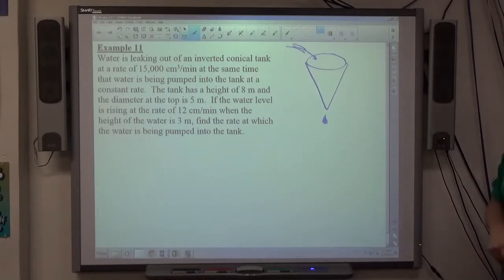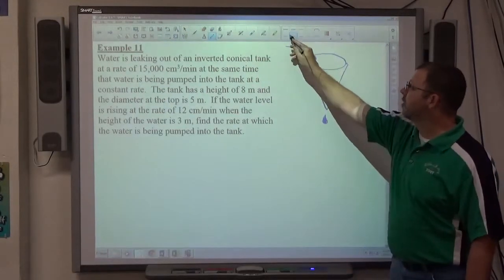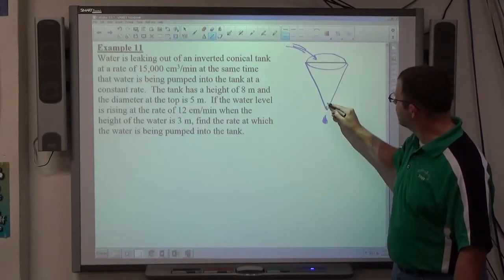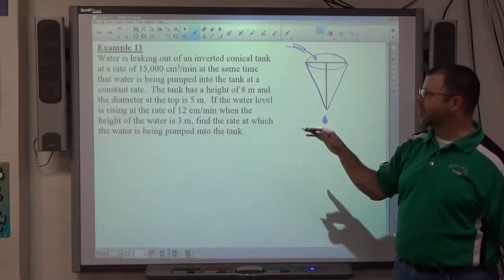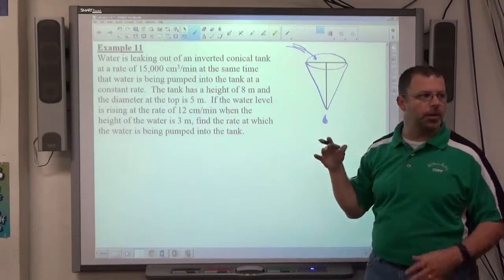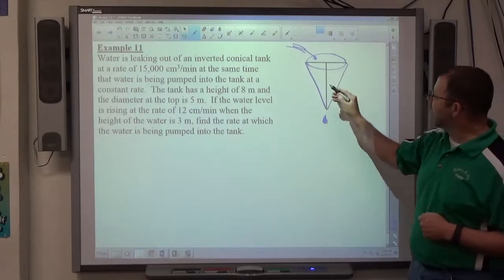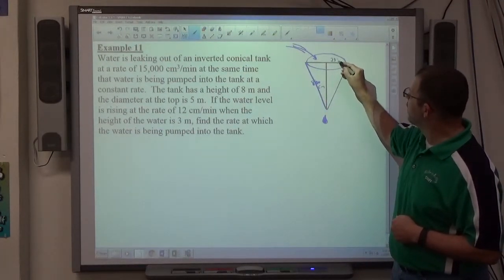All right, if we continue reading. The tank has a height of 8 meters and the diameter of the top is 5 meters. So that is just the dimensions of the tank. That's not the dimensions of the water in the tank. So the tank is 5 meters across and 8 meters up and down. Due to the fact that there's units of centimeters, this is cubic centimeters per minute. The water is rising at a rate of 12 centimeters per minute. For the sake of making things all the same unit, I'm going to say this is 800 centimeters, and I'm going to say this is 250 centimeters.